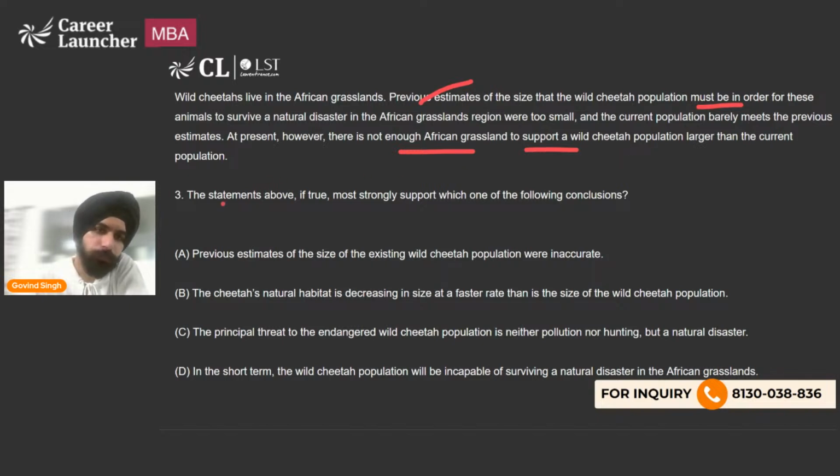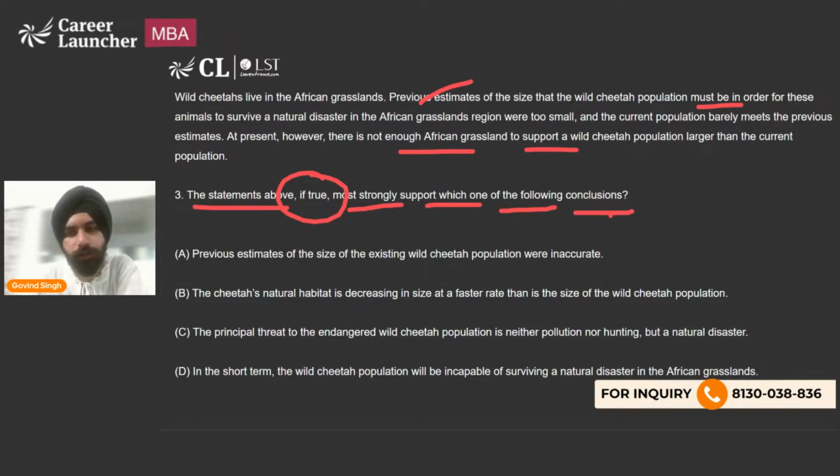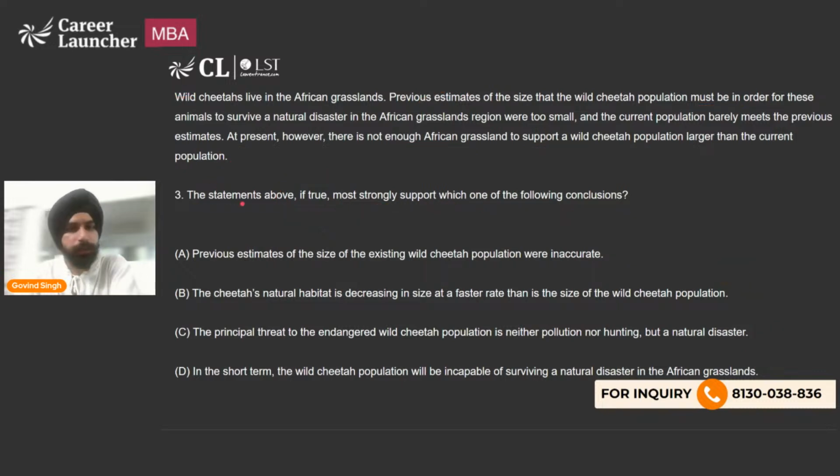Right? Now, the statement above, if true, most strongly supports which one of the following conclusions. So these are conclusions 1, 2, 3, 4. You have to tell which of the following conclusions is supported by this particular statement, the statements. So let's look at the options. Previous estimates of the size of the existing wild cheetah population were inaccurate.